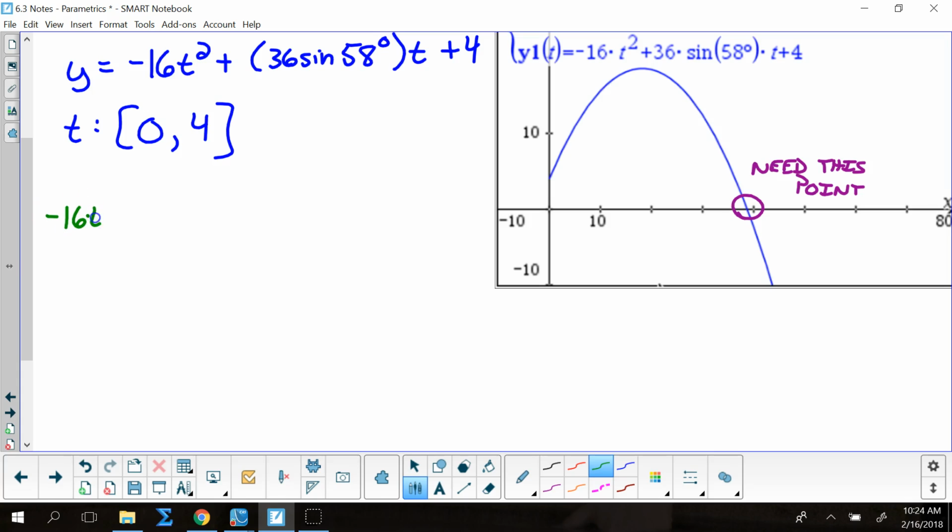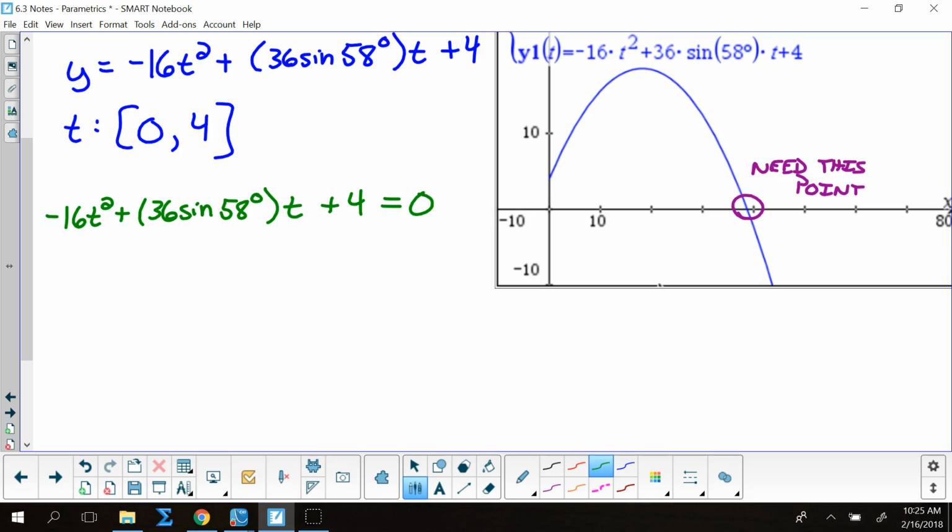So negative 16 t squared plus 36 times the sine of 58 degrees t plus 4. I set that equal to 0. Because that's where my height is 0, right? Why would I do that? And t is going to give me what? The time that it takes for the ball to hit the ground, right? And then I can take that, put it back into my x equation to get the horizontal distance, correct?